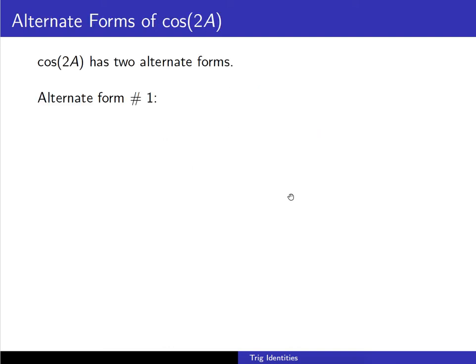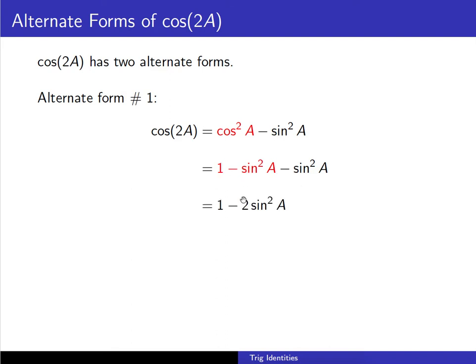Now, cosine of 2a has alternate forms. The first alternate form is if we use the fact that in cosine squared minus sine squared, we talked about Pythagorean identities earlier, and we said cosine squared is 1 minus sine squared. So if we substitute a 1 minus sine squared in for this cosine squared, we have 1 minus sine squared of a, and then bring down this other minus sine squared of a, and then this gives us 1 minus 2 times sine squared of a. So this is one other form for our double angle cosine.